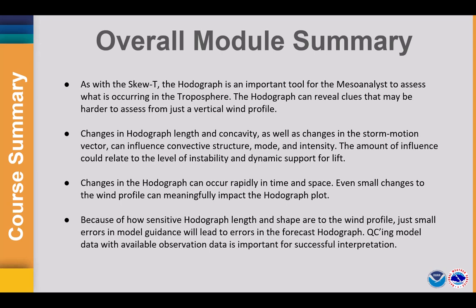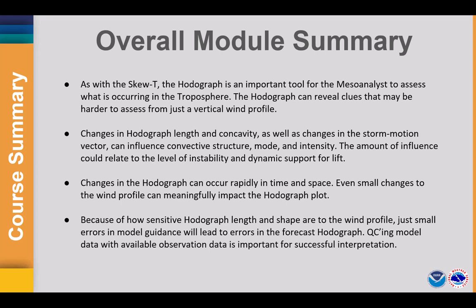Changes in the hodograph length and concavity, as well as changes in the storm motion vector, can influence convective structure, mode, and intensity. The amount of influence could relate to the level of instability and dynamic support for lift. Changes in the hodograph can occur rapidly in time and space, and this is an important point. Even small changes to the wind profile can meaningfully impact what the hodograph shows.